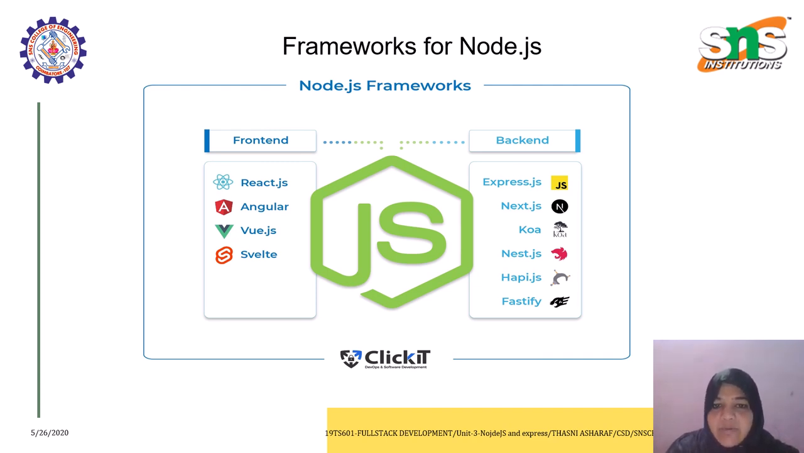So we will see what the frameworks for Node.js are, which are segregated into front end and back end. To develop any web application, we need to use the front end and back end. The front end frameworks we can use are React.js, Angular, Vue.js, Svelte. And in the backend, we can use Express.js, Next.js, Koa, Nest.js, Hapi.js, and Fastify.